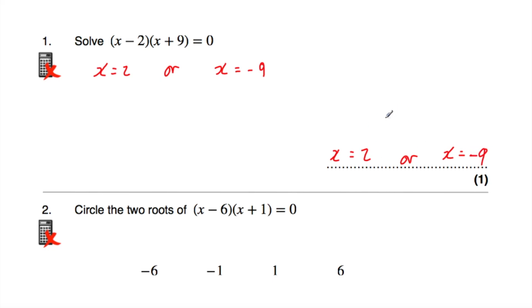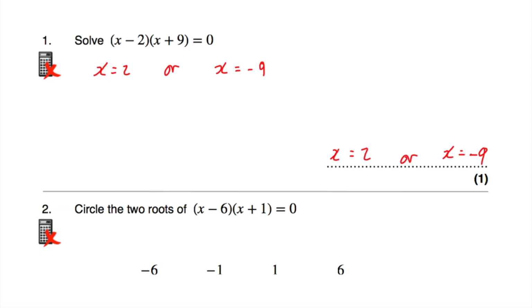Now some teachers might recommend that you write down x equals 2 and x equals negative 9. I tend to write x equals 2 or x equals negative 9. It doesn't really matter which way around you write it. I would just recommend writing it the way that your teacher recommends you write it down. So I've written down that x equals 2 or x equals negative 9, and that's our two solutions.